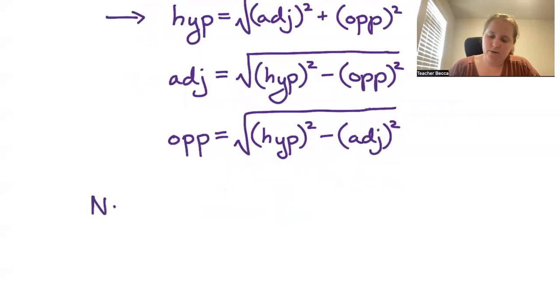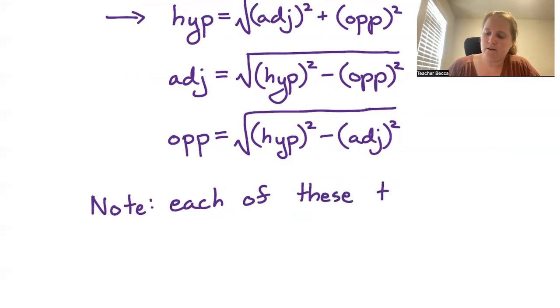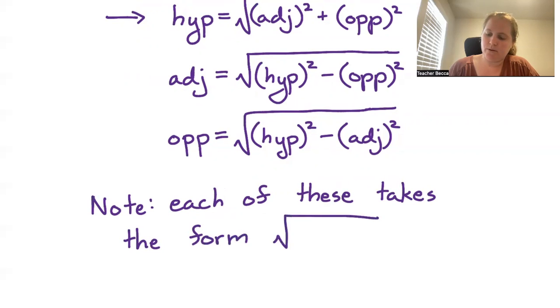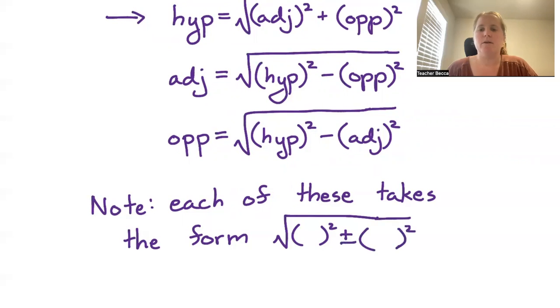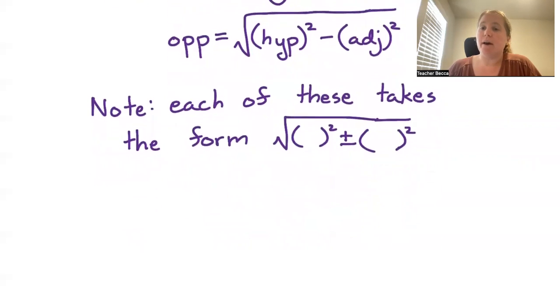So just again, note, each of these takes the form square root of something squared plus or minus something else squared. And so we can now see, we can start plugging these versions of hypotenuse, adjacent, or opposite into our trig function ratios, and trig substitution will fall out of that.